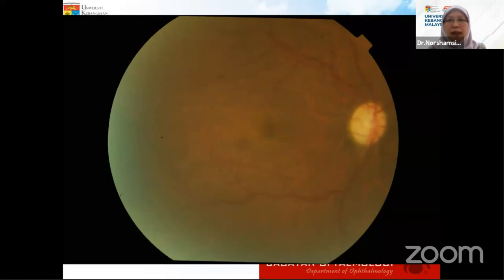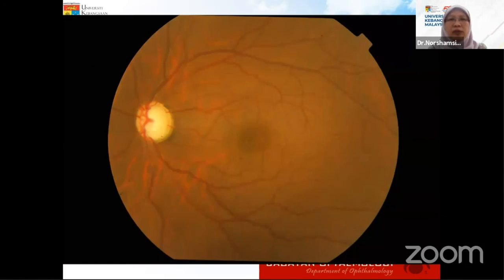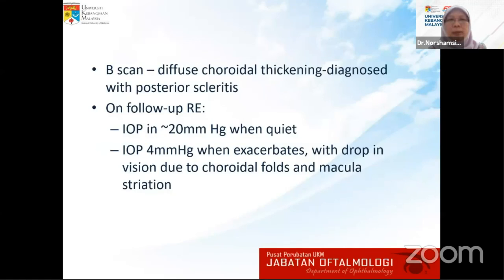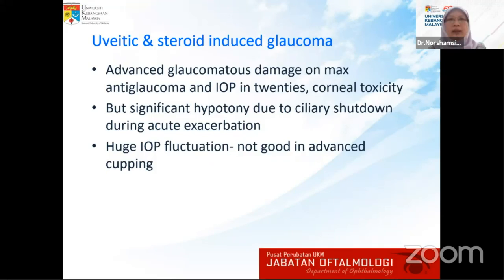So this was what she looked like, a glaucomatous cupped disc with macular striation and choroidal striation as well. And the left eye showed severely cupped disc and a fairly quiet fundus. But the B scan showed diffuse choroidal thickening, and she was diagnosed with posterior scleritis. On follow-up, her pressure was 20 when she was quiet, but every time she developed exacerbation, the IOP came down to 4. And she also developed drop in vision due to choroidal folds and macular striation. So what she had was both uveitic and steroid-induced glaucoma.